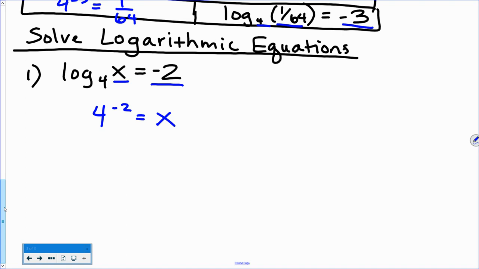If all you do is type 4 to the negative 2nd on your calculator, it will give you that as a decimal. It's going to ask for a fraction form on Math Excel, so make sure you know how to switch it to the fraction or use your exponential rules. And this would be 1 over 4 squared to change it to a positive exponent, which then would be 1 over 16. So that's what I should be entering in through Math Excel as a fraction.